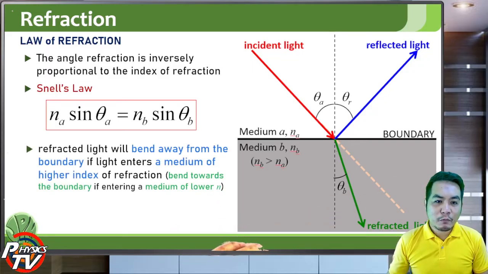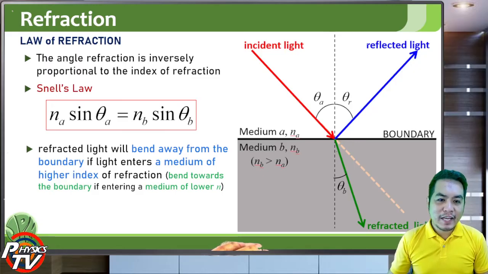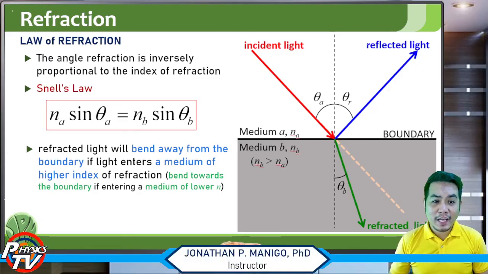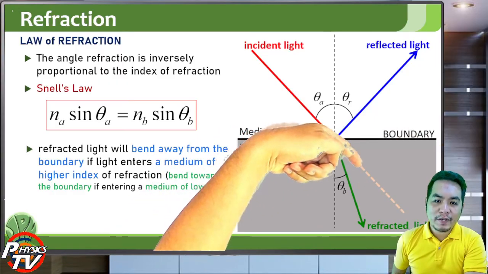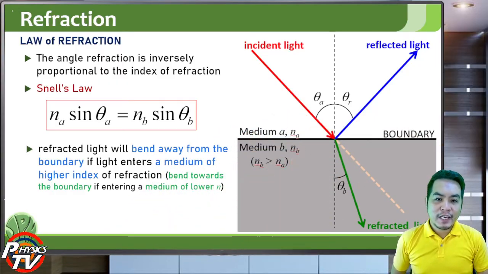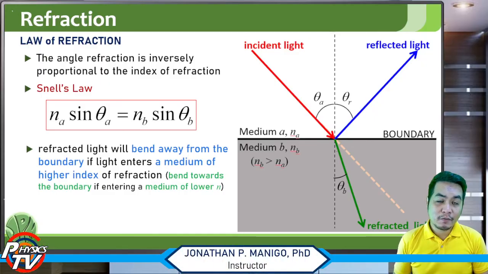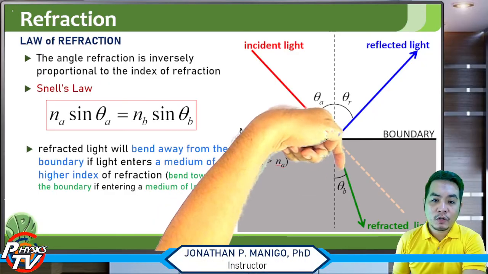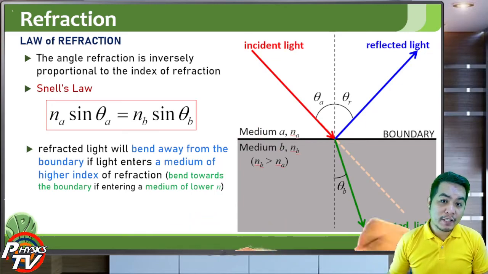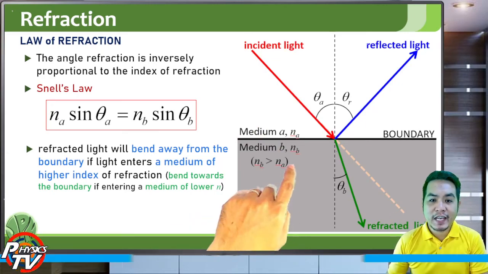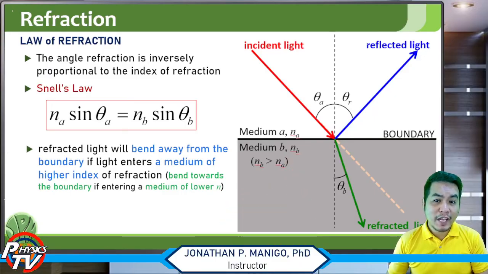So refracted light will bend away from the boundary if light enters a medium of higher index of refraction. So this is the boundary. So light will now bend away from the boundary if it enters a medium of higher index of refraction, and it will bend towards the boundary if it is entering a medium of lower index of refraction. So in this case, the light is entering a medium of higher index of refraction.